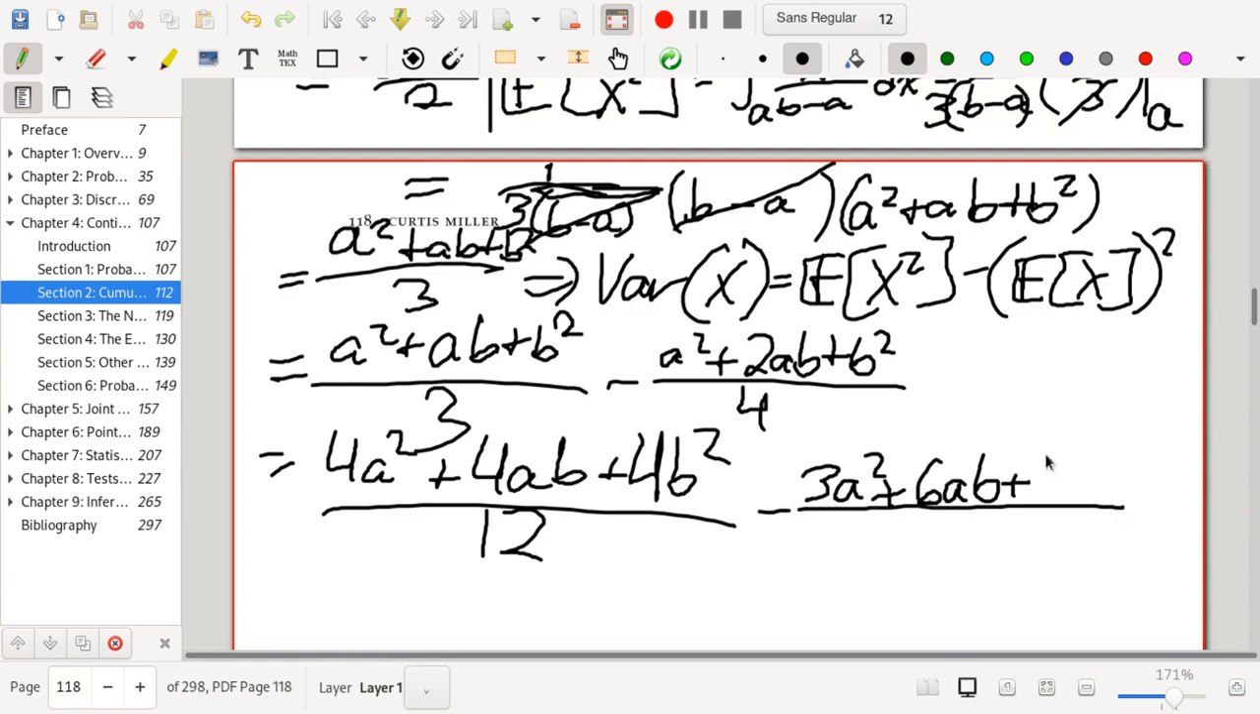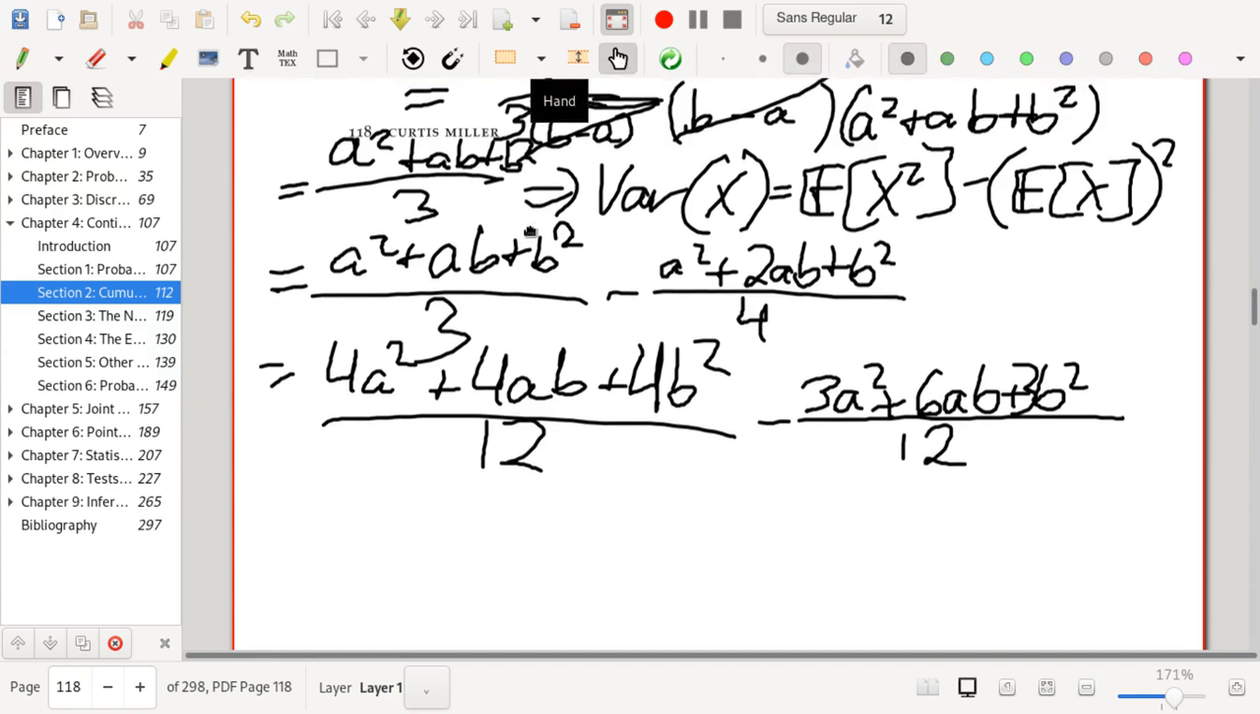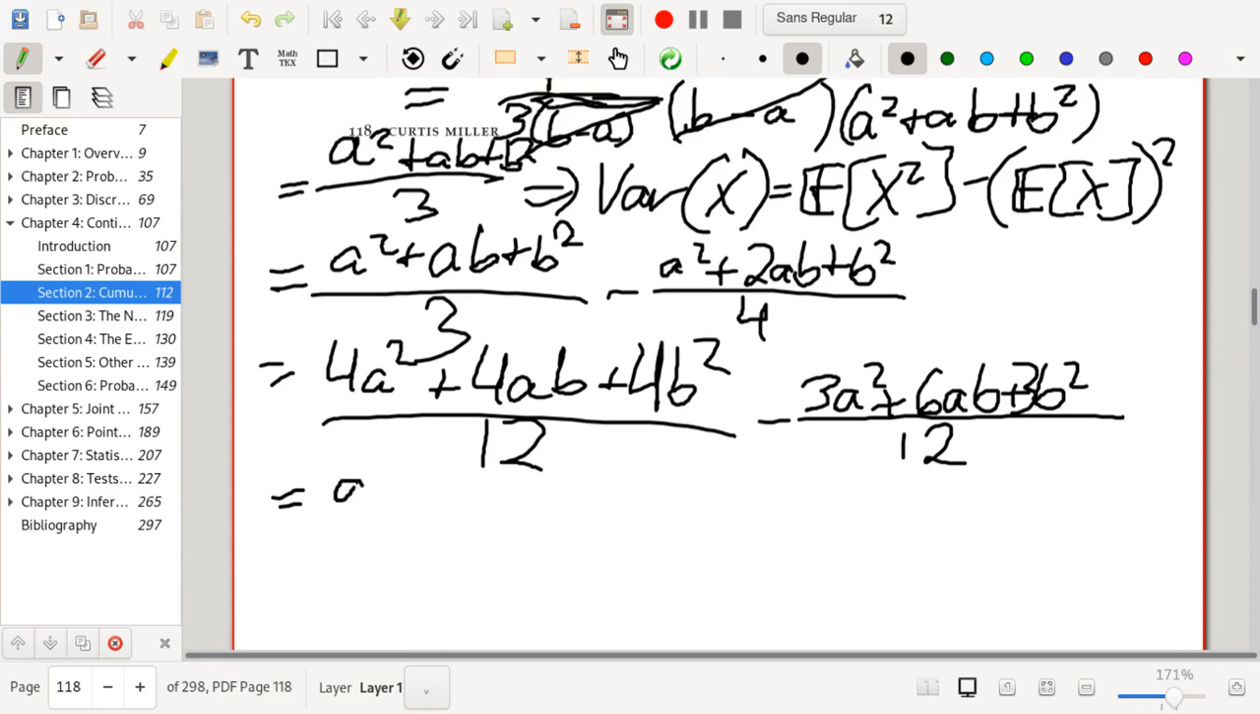And then we combine these two fractions. So how is it exactly going to combine? We got 4 a squareds, and then we take away 3 of those, so we're left with a single a squared left. And similarly for b squared. Then we have 4ab minus 6ab, so this will be minus 2ab. All of this divided by 12.